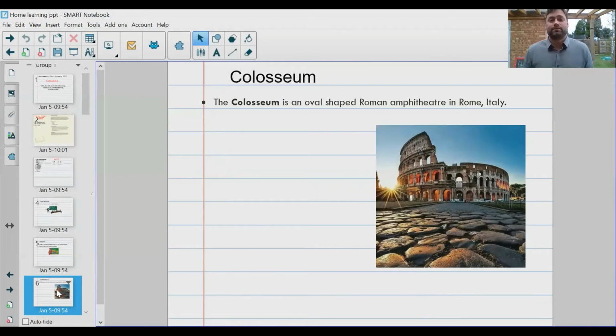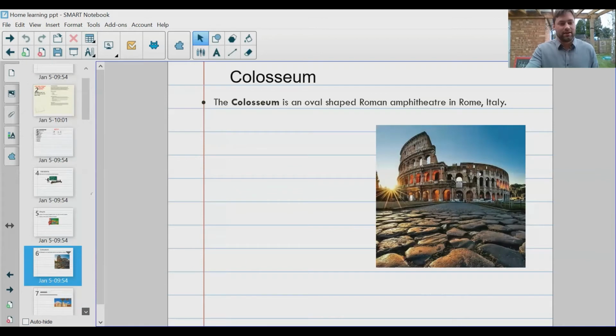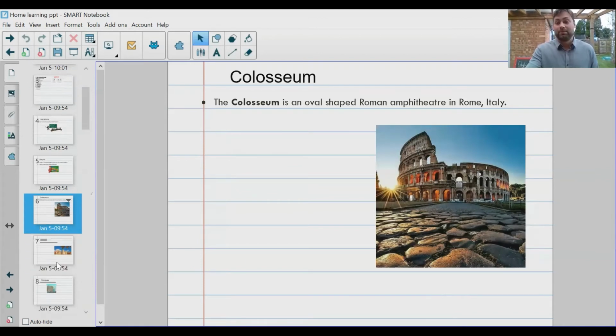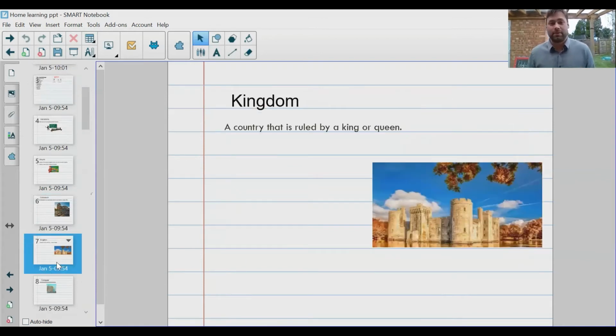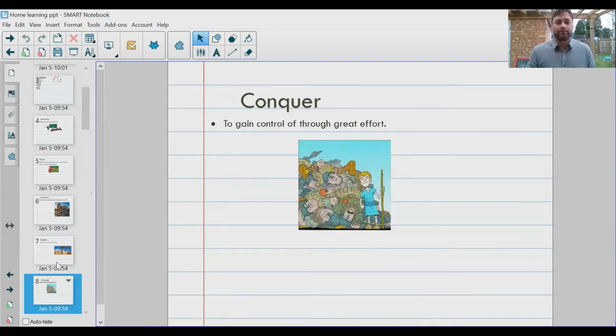A Colosseum. A Colosseum is a big amphitheatre that is oval shaped, and it was a Roman invention, and it's where the Romans used to watch shows, horse racing, chariot racing, sacrifices, and gladiators. That's what it's famous for, watching the gladiators fight against each other for the entertainment of the Roman people. A kingdom is a country that is ruled by a king or a queen.